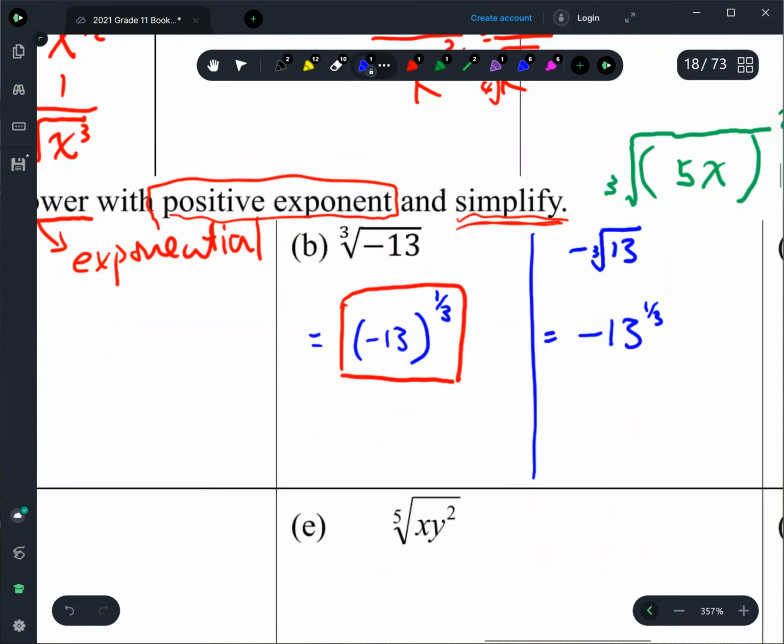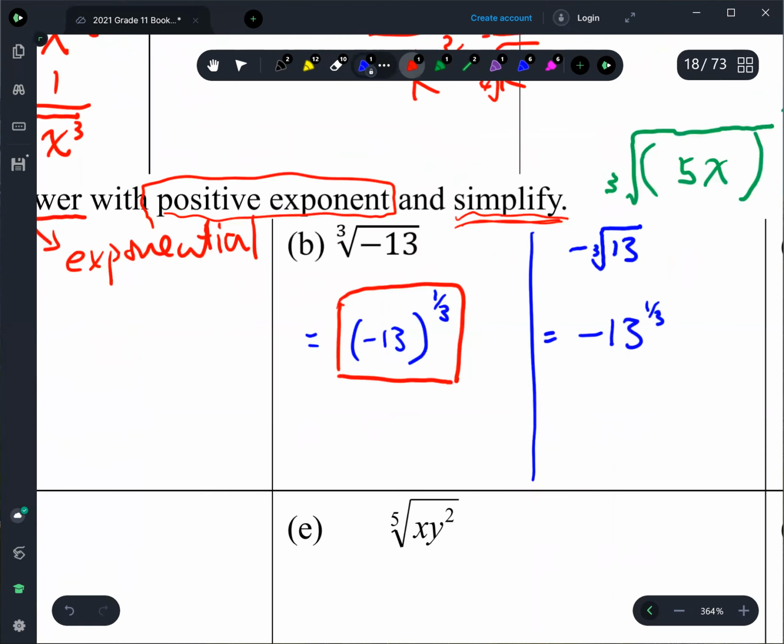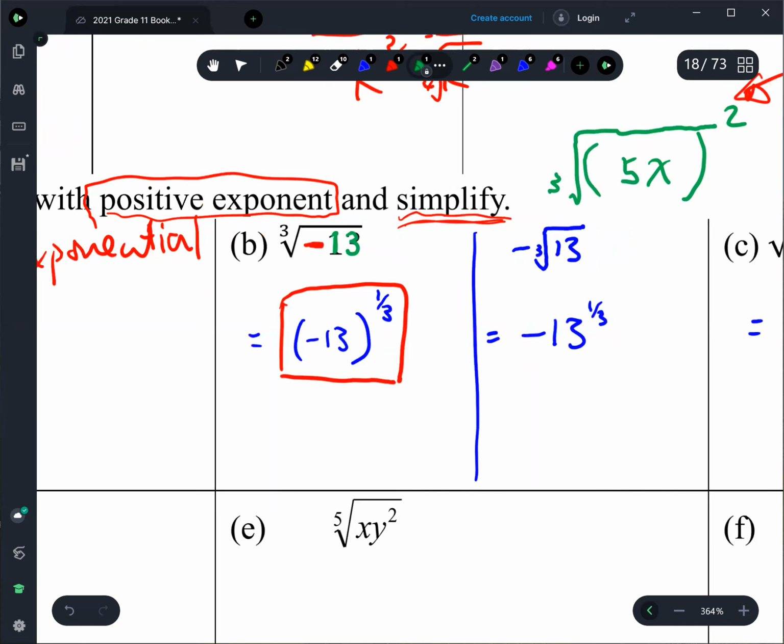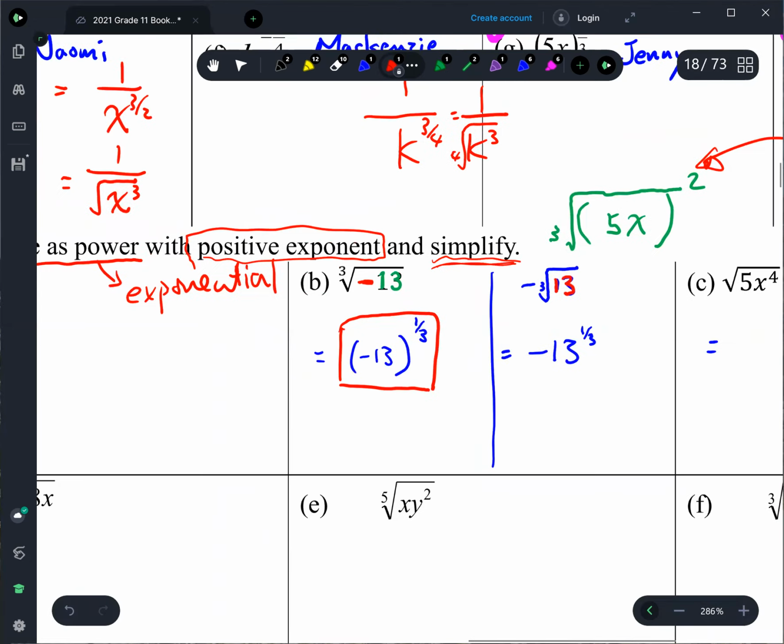Okay, if you look at question B, under the square root, well, in this case it's cube root, we have a negative, we have a 13. So that's more than one thing, right? So if you have more than one thing inside, then you need a bracket. If you look at the one on the right hand side, you only have 13, only one item, then you don't need a bracket. Is that clear, Aaron? Yes. Okay, that's how you decide whether you need brackets or not.